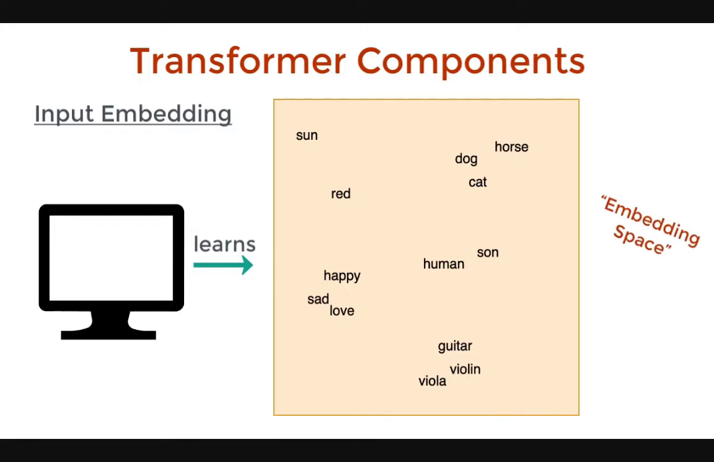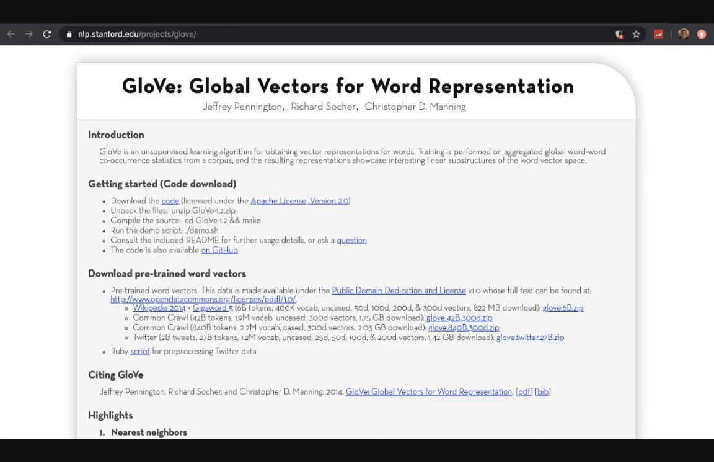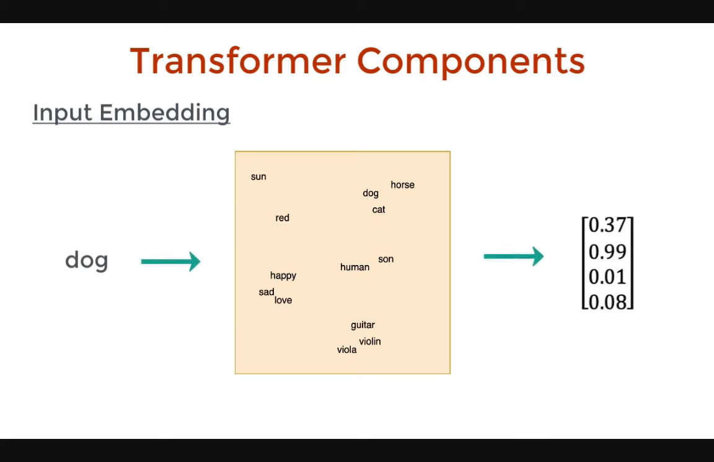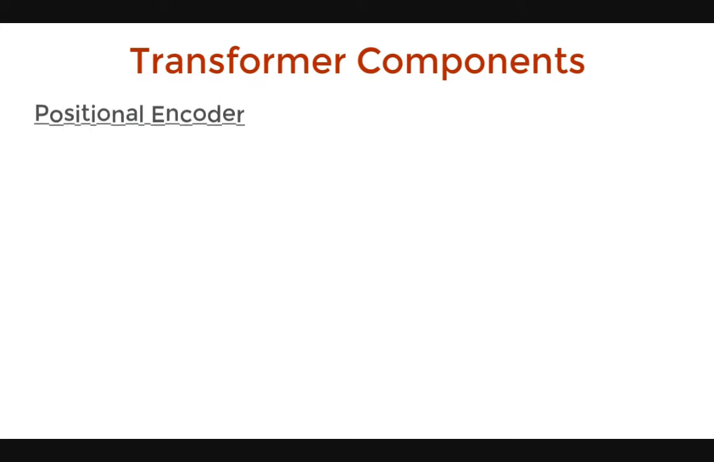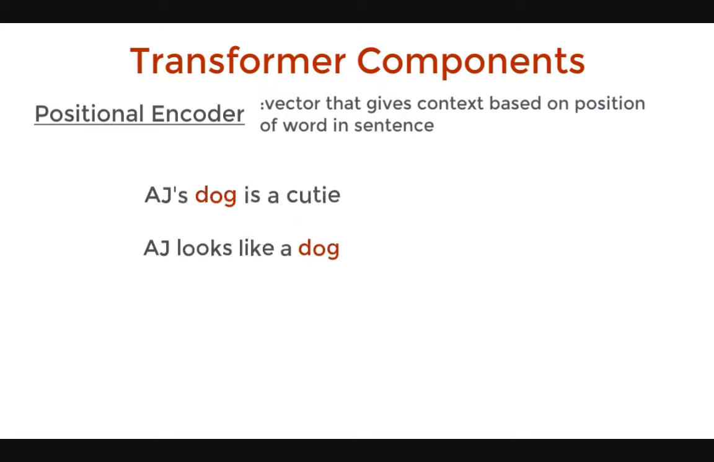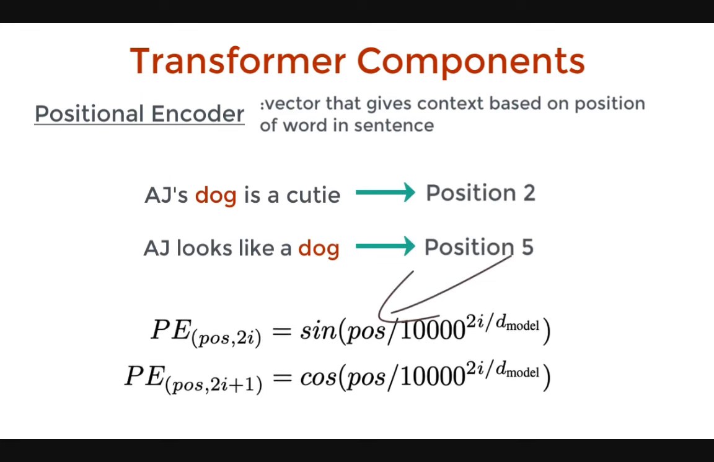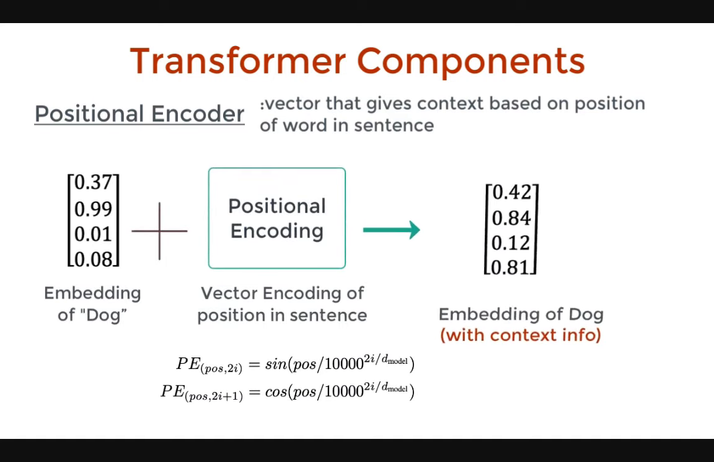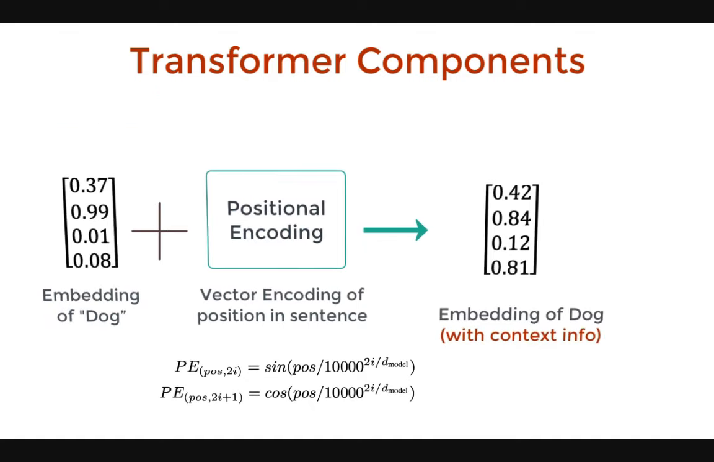We could pre-train this embedding space to save time, or even just use an already pre-trained embedding space. This embedding space maps a word to a vector, but the same word in different sentences may have different meanings. This is where positional encoders come in. It's a vector that has information on distances between words in the sentence. The original paper uses a sine and cosine function to generate this vector, but it could be any reasonable function. After passing the English sentence through the input embedding and applying the positional encoding, we get word vectors that have positional information, that is context. Nice.